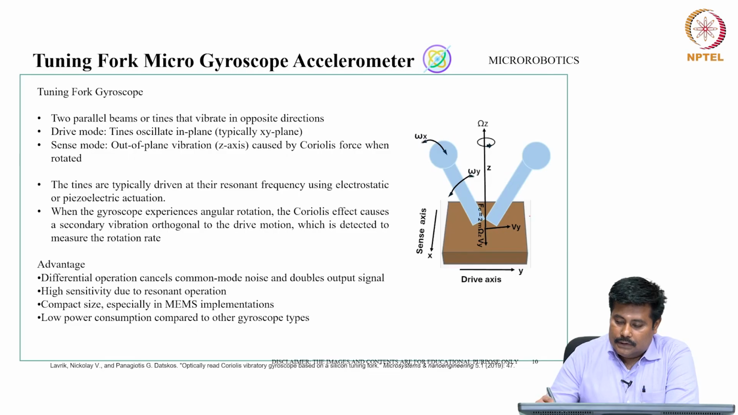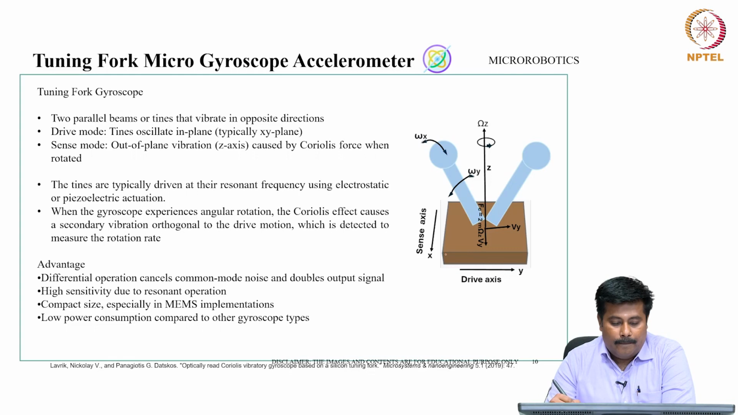In this tuning fork gyroscope accelerometer, two parallel beams of tines vibrate in opposite directions, and the drive tines oscillate in a plane, typically the XY plane. The sense mode is out of plane vibration along the Z axis, caused by the Coriolis force when rotated. The tines are typically driven at their resonant frequency using electrostatic or piezoelectric actuation.